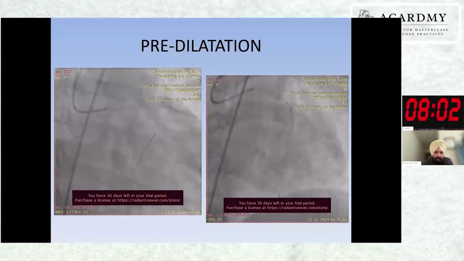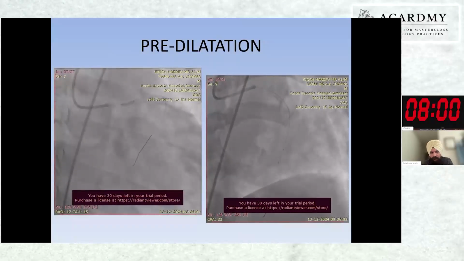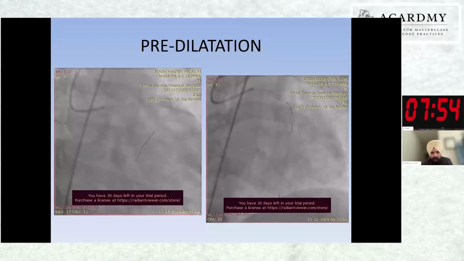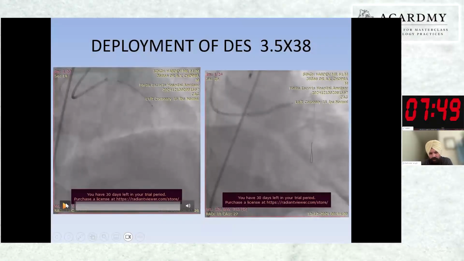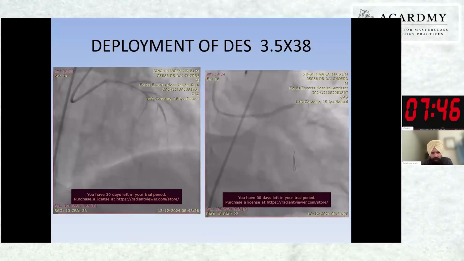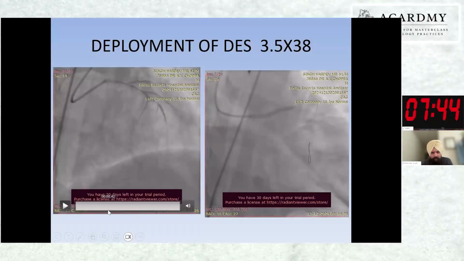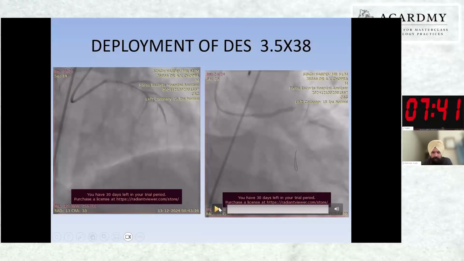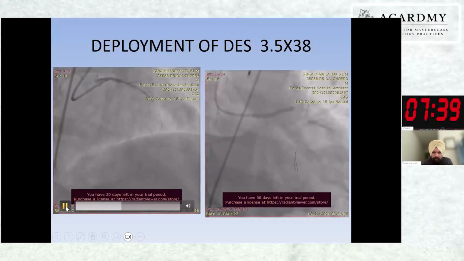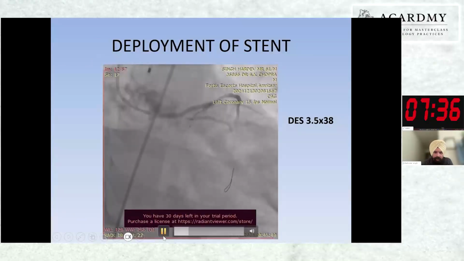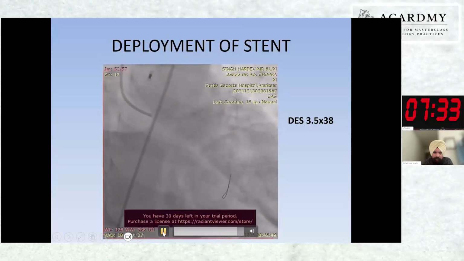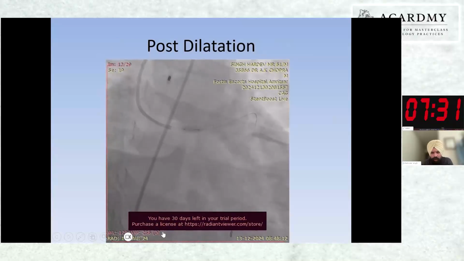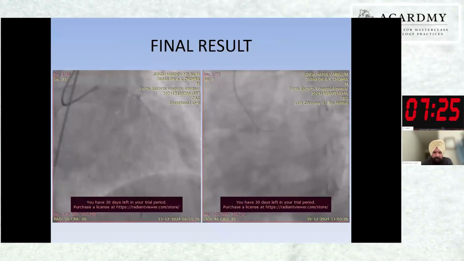So we dilated the left main and LAD ostia with around a 2.75 balloon, and then we put the stent. We did a thrombosuction from left main to LAD, and this was around a 3.5 to 3.8 stent that we put from left main to LAD, and we dilated the stent. Then we did the left main POT with a 4.0 balloon, and the patient was on IABP.